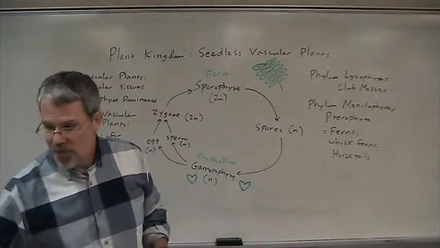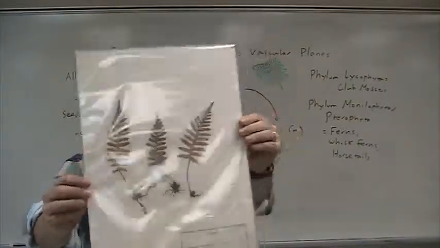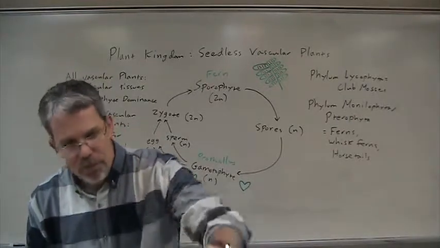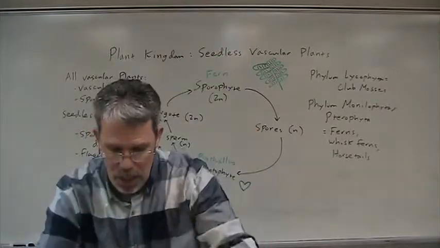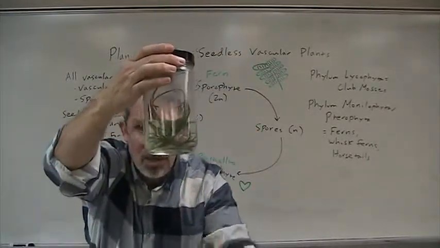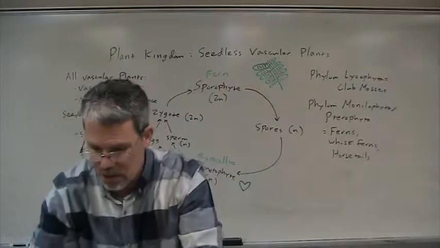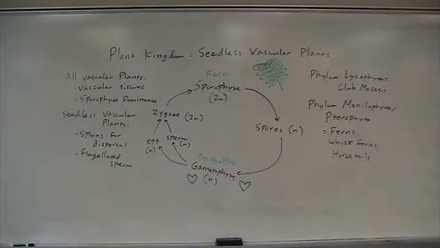Now, of course, everybody knows what ferns look like, and here's some examples of ferns. Whisk ferns look kind of like a whisk broom, and club mosses are kind of mossy, but you'll see these little club-like structures at the top. And of course, with horsetails, they're almost like bamboo.